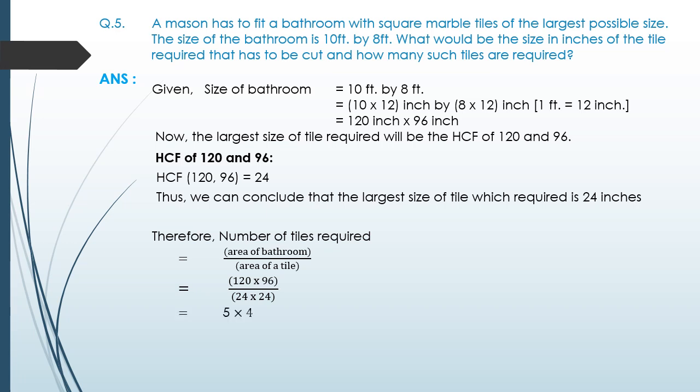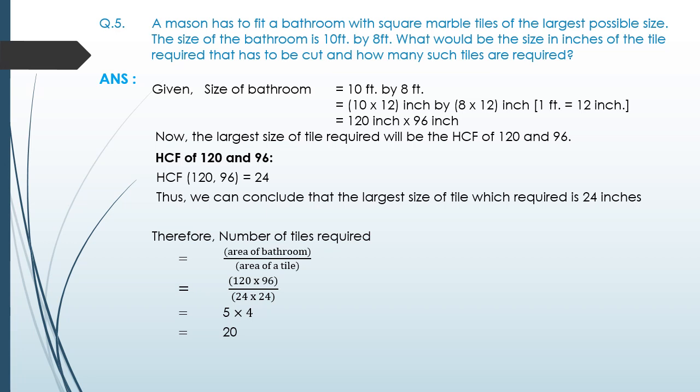Doing the calculation, we will get it is equal to 5 into 4, because 24 fives are 120 and 24 fours are 96, so that is equal to 20. So we will require 20 square marble tiles to fit in the bathroom, which is of size 10 feet by 8 feet. Okay, so this is the answer of this one.